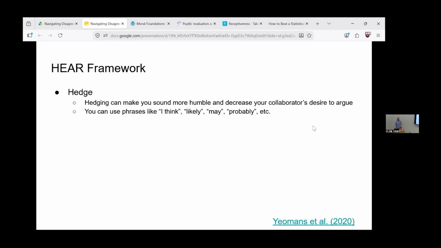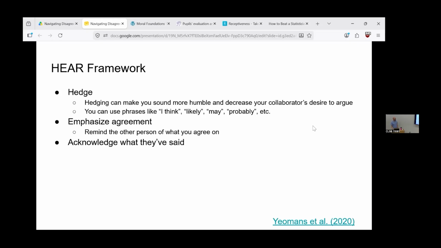It may not be the case that you think or that you're saying something is likely true. You may know for sure that something is true. But just couching it in these terms can make it easier for the other person to accept them. Emphasizing agreement is also a good strategy. So finding something you can agree on is good.